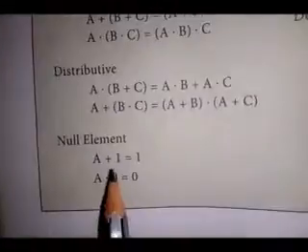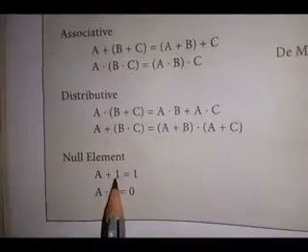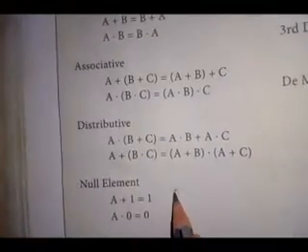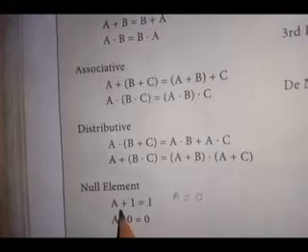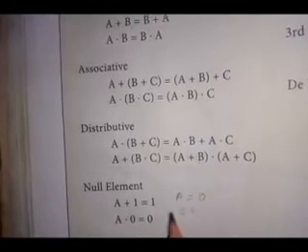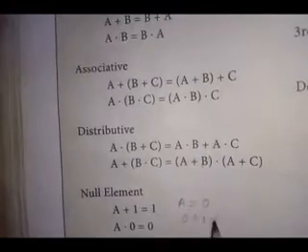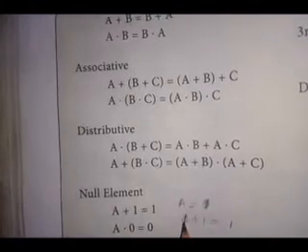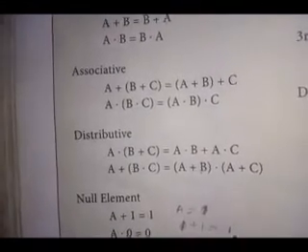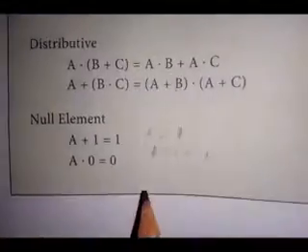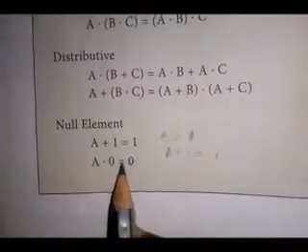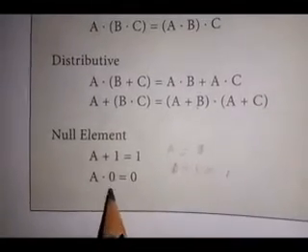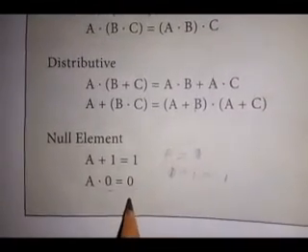Next one is the null element. A plus 1 is equal to 1. That means, see here, A equal to 0 we are taking. 0 plus 1, what is the answer? We will get 1. If we are taking A is 1, then also we will get the answer 1. 1 plus 1, what is the answer? 1. Understand? Then next, A into 0 equal to 0. Already we studied in mathematics, any number into 0, the total is 0 only.